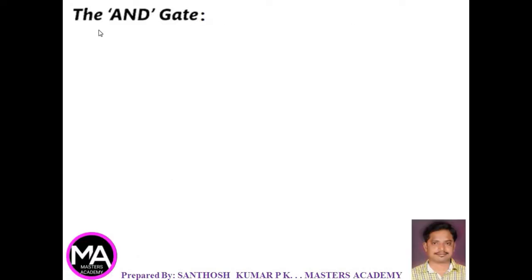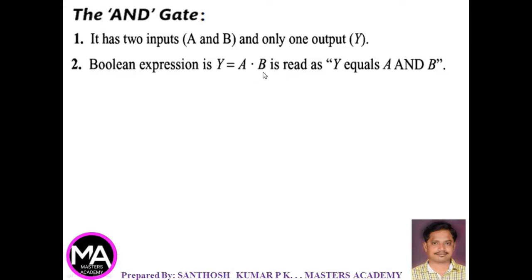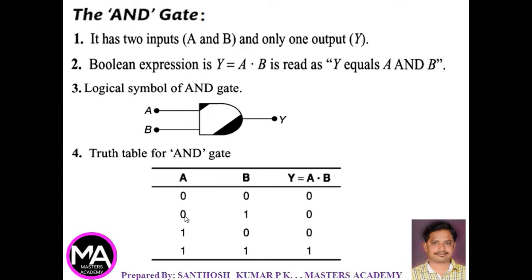The AND gate. It has two inputs A and B and only one output. The Boolean expression is Y equals A dot B, read as Y equals A and B. The logic symbol is as shown here. The truth table. Here again two inputs, so four combinations: 0 0, 0 1, 1 0, 1 1. The Boolean expression represents A and B.